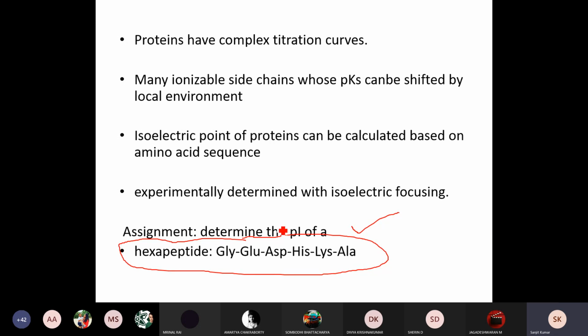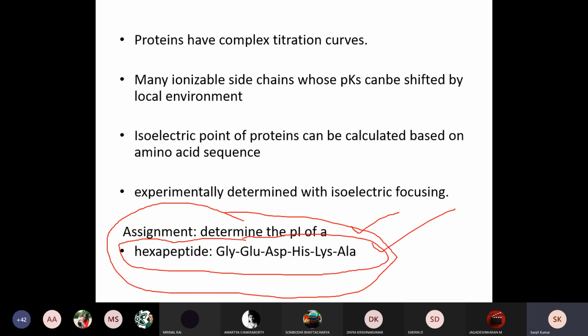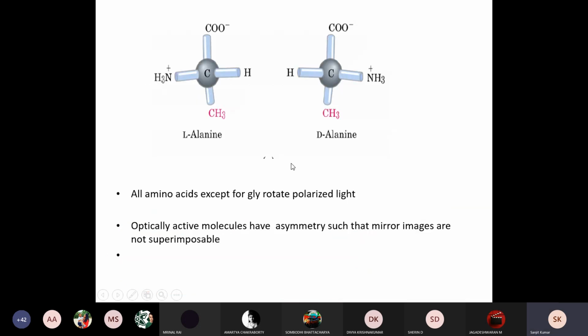I am giving one example: a hexapeptide, glycine, glutamic acid, aspartic acid, histidine, lysine, alanine. Please try to determine the pI of this peptide. You people said you know how to calculate the pI. If you are not able to do it, then in the next class I will.